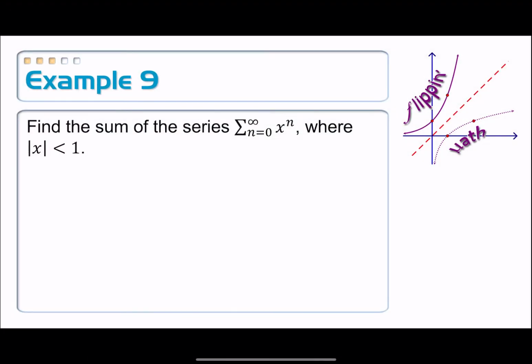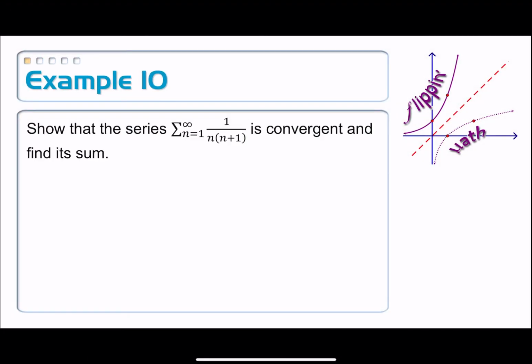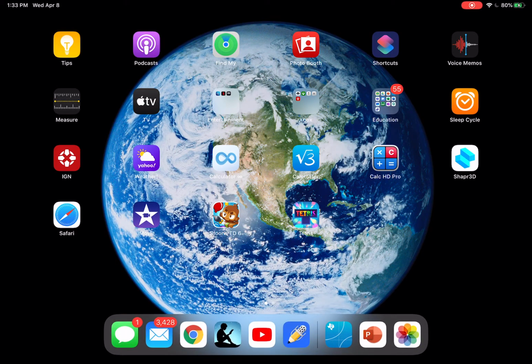All right, I think that we have maybe one more. This one's a strange one. Show that the series, summation from n equals 1 to infinity, 1 over n times n plus 1, is convergent, and find its sum. All right, well, since that wanted to quit on me, I guess this is my technology telling me in some kind of way that's a good place to end this particular lesson. So we'll pick up that example 10 in the next one.